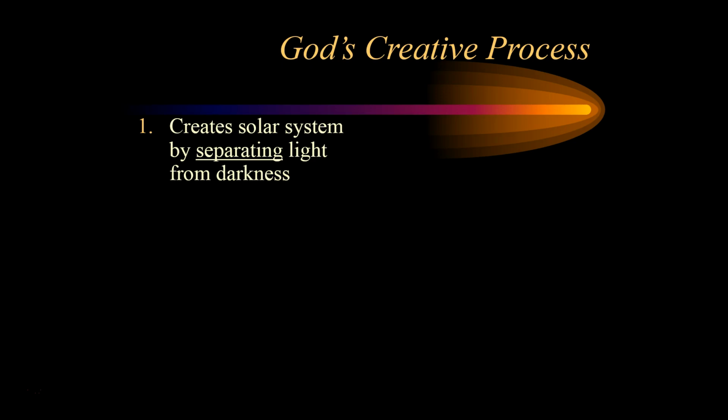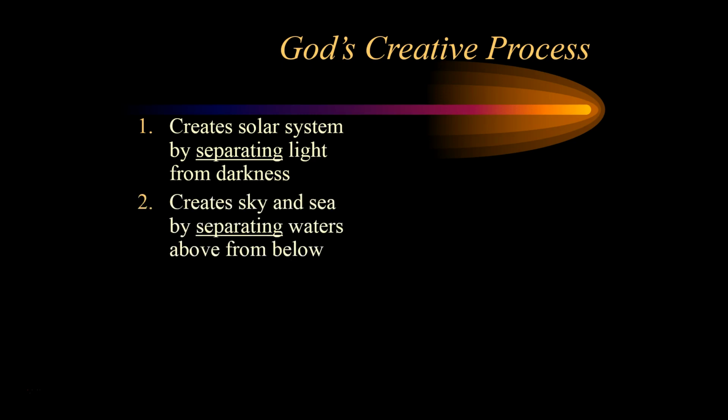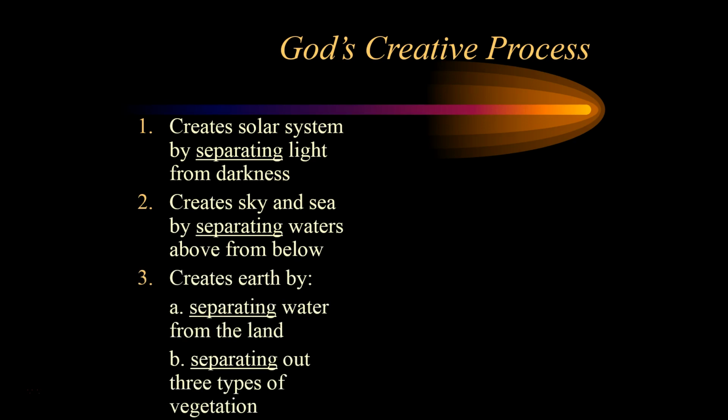But notice what God does with it. The first thing he does is separate the light from the darkness. Then he takes these primordial waters and he separates the waters from above from the waters from below, using a dome to keep them in their separate spheres. Then God starts working in the area below by pulling the water away from the land. It doesn't say he creates the land. He separates the land from the water, as if the land was already there.